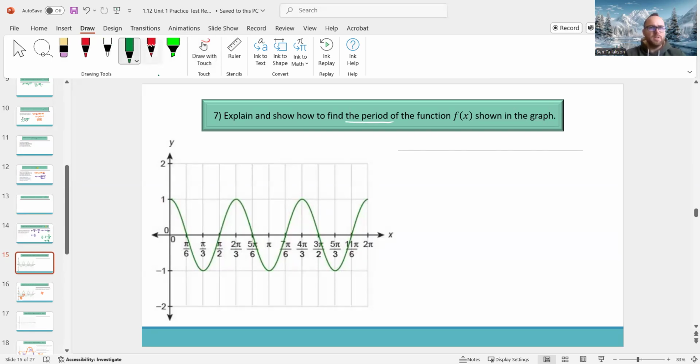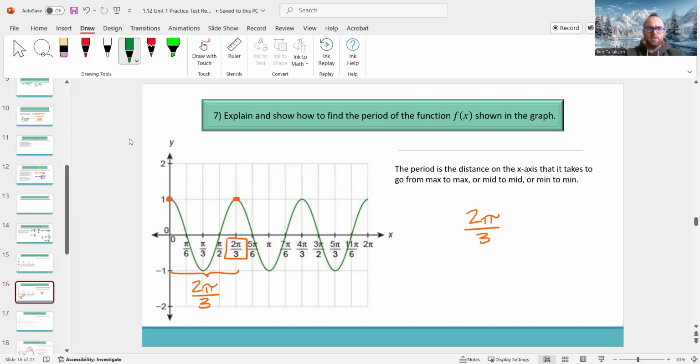Well, we can visually see, we can go mid to mid, max to max, or min to min, right? So I always like to start with the y-intercept because we're counting x values, right? And 0 is the easiest thing to count from. So max to max, that's going to be the period length, which we see is 2 pi over 3.